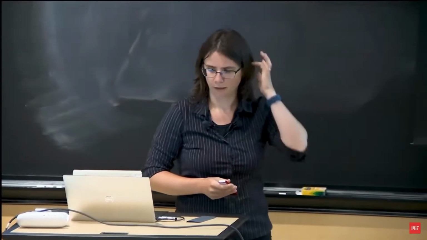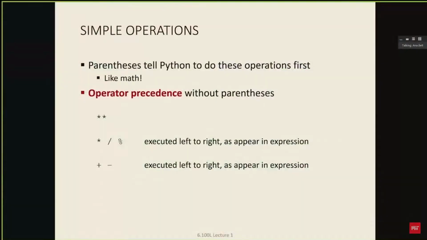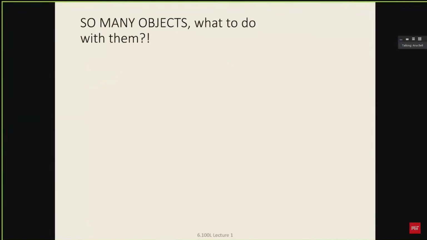Okay, and we talked about the type of output. So I think I briefly mentioned this. The operator precedence is exponentiation first, then multiplication, division, percent, remainder at the next level, and then addition, subtraction at the bottom. But you can always override these using parentheses. Okay. Questions so far before we move on?